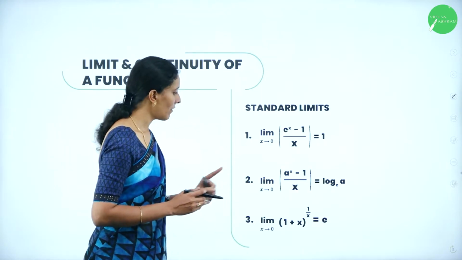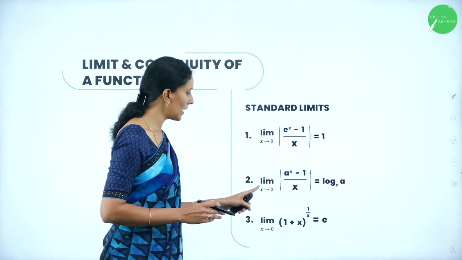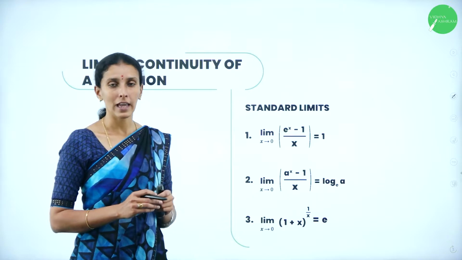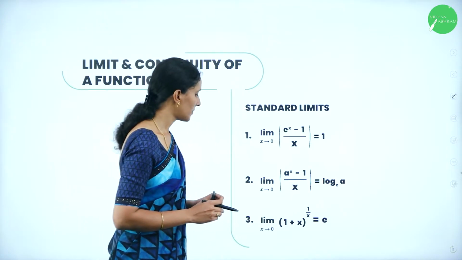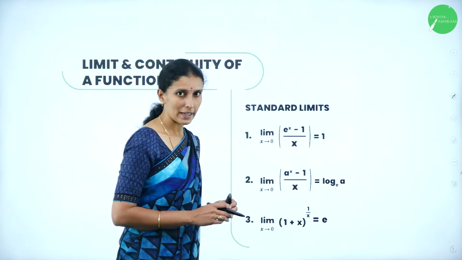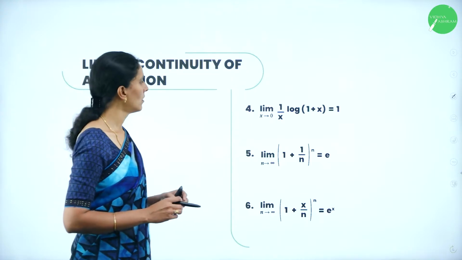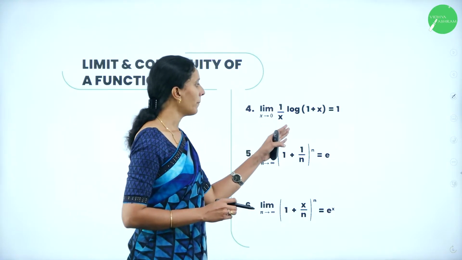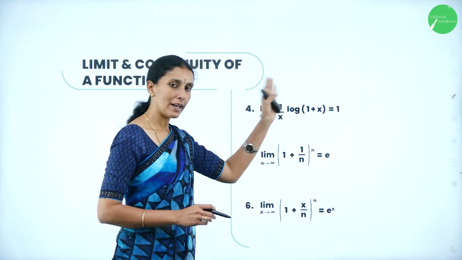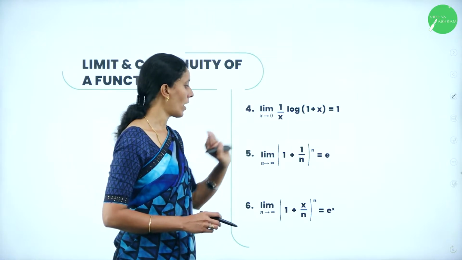The second function is a power x minus 1 by x. When you apply the limit as x tends to 0, directly you can write it as log a to the base e. Next, the limit of the form 1 plus x whole to the power 1 by x is always equal to the value e. Next, the limit of the form 1 by x log 1 plus x. So 1 plus x to the power 1 by x is e. 1 by x log 1 plus x is 1.